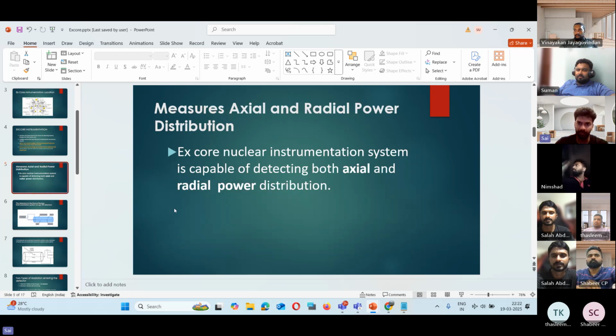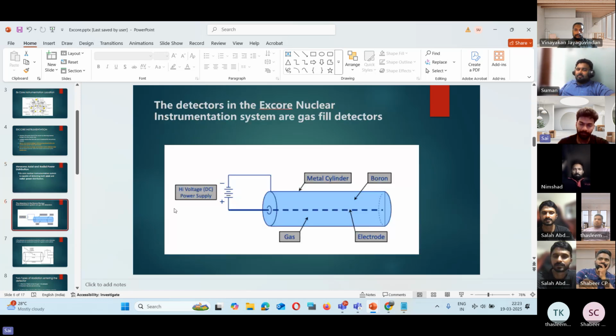The ex-core nuclear instrumentation system is capable of detecting both axial and radial power distribution. Both are necessary. I'm going to the next slide, where you can see the representation of a detector. A detector is just a gas-filled cylinder. You can see a cylinder here, filled with gas. So this is how it works; I will tell you in the next slide.